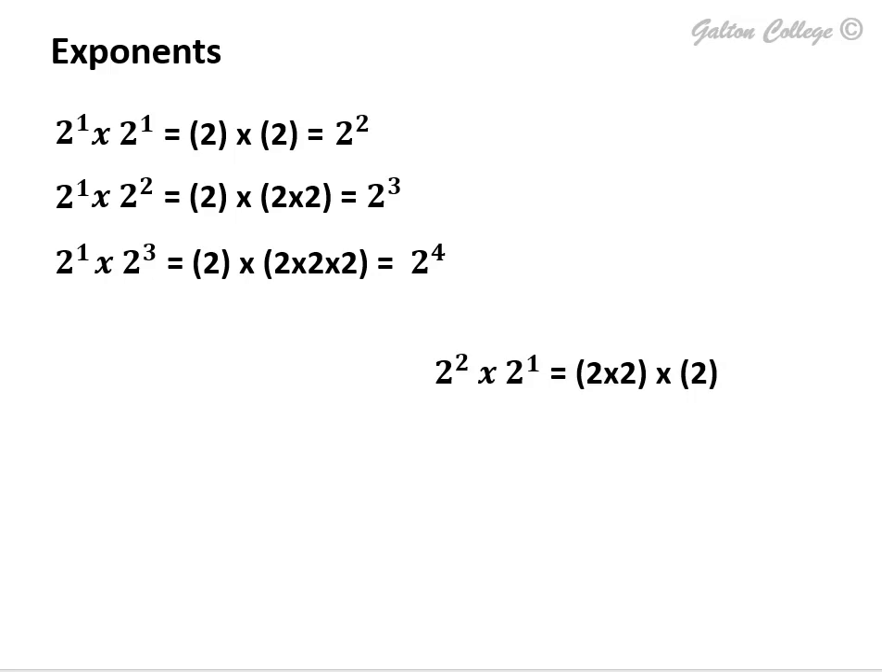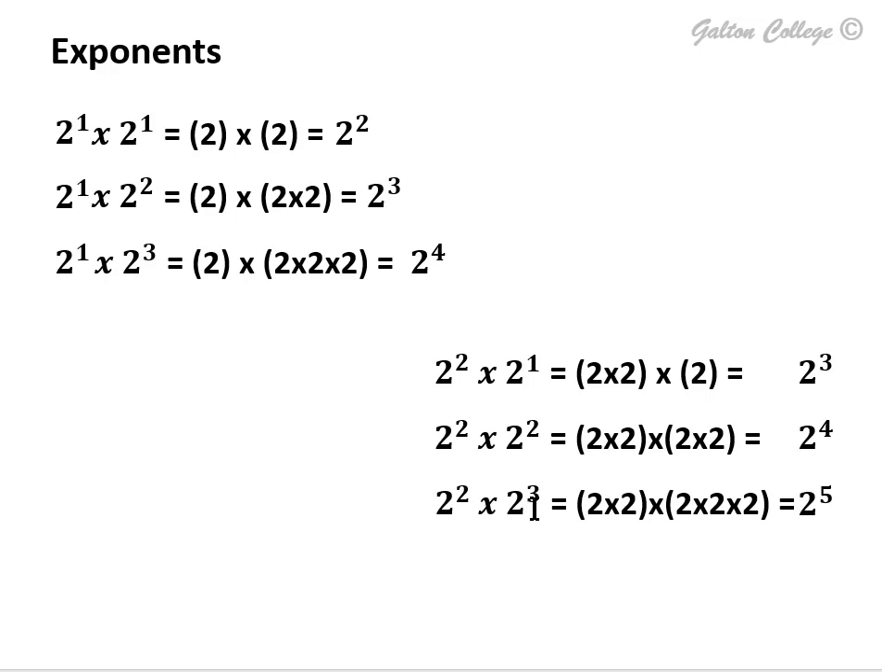So if I write it down here, I've got 2 squared times 2 to the power of 1. I'm writing 2 squared in brackets here. It's 2 times 2, times 2 to the power of 1, which is just 2. And that equals 2 to the power of 3. 2 squared times 2 squared is 2 times 2 times 2 times 2. That's 1, 2, 3, 4: 2 to the power of 4. So 2 squared times 2 squared equals 2 to the power of 4. In other words, add the 2 and the 2.